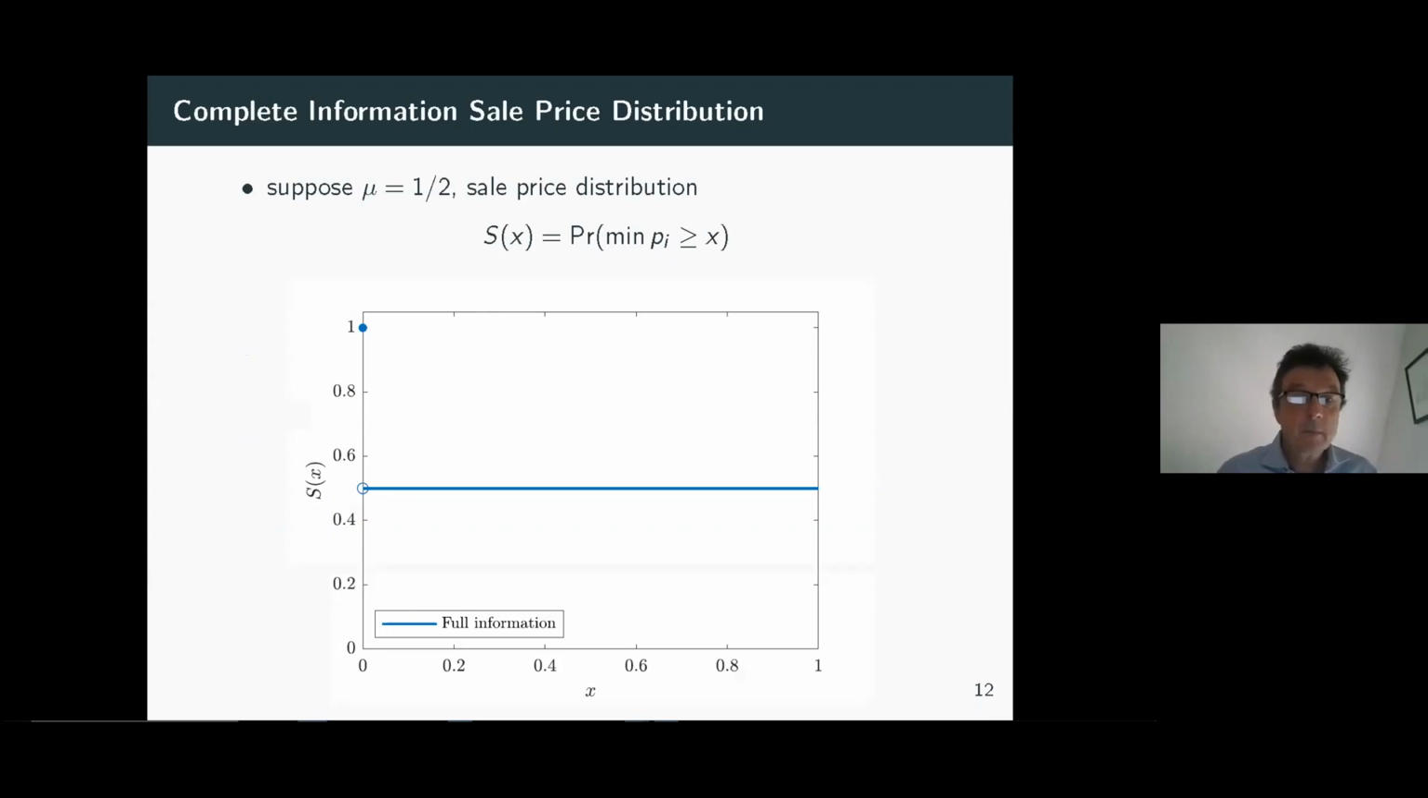Okay. Here's the visualization of the sales price distribution. Remember that we're going to look at the upper cumulative distribution. So we're starting at the blue dot at 1. The probability the sales price is equal to or larger than 0 is 1. And then it drops precipitously, because if there's no competition, then the price is going to be 1, and it stays at 1/2 all the way up to 1.